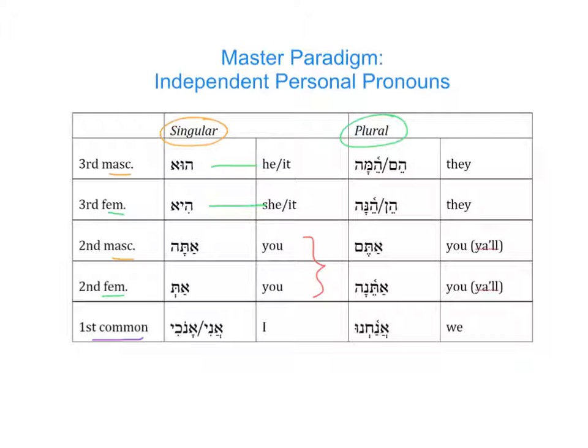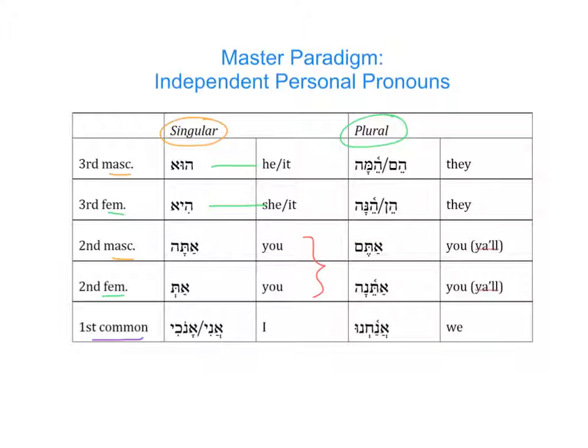Atem, atena, and our first common in the plural, anachnu. So let's go from the top one more time, and then we'll pause on a few of these forms. Heim, hema, hein, heina, atem, atena, anachnu.